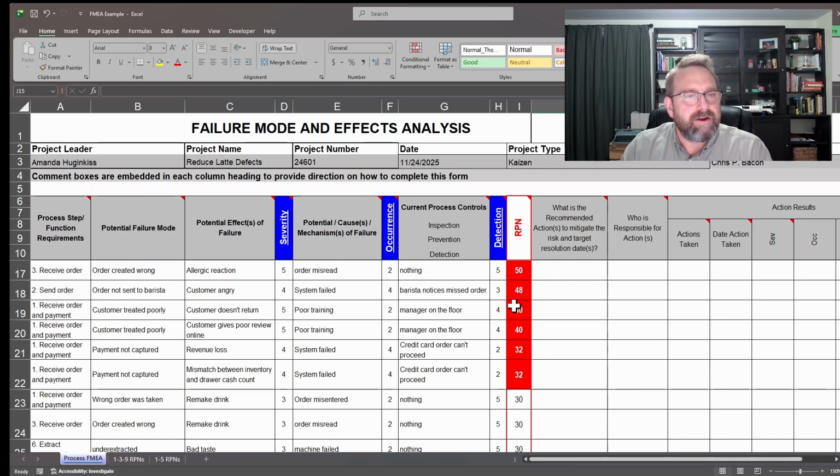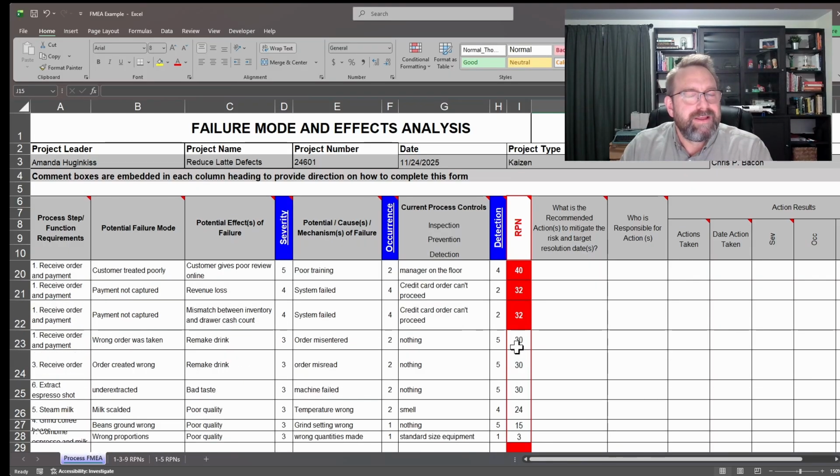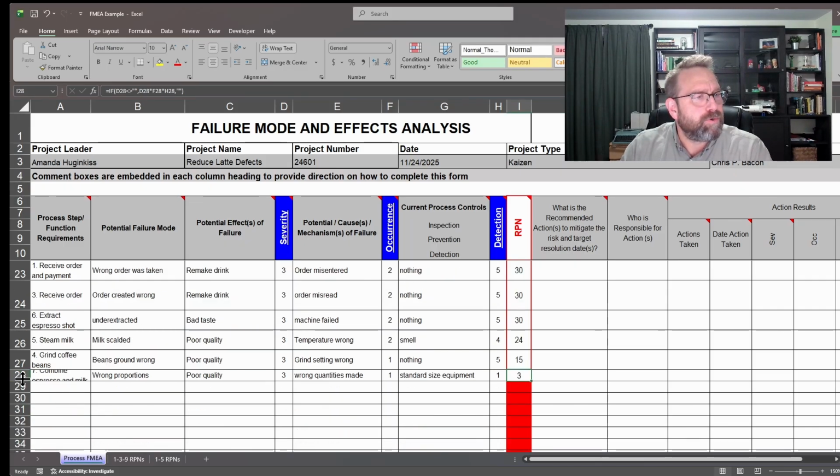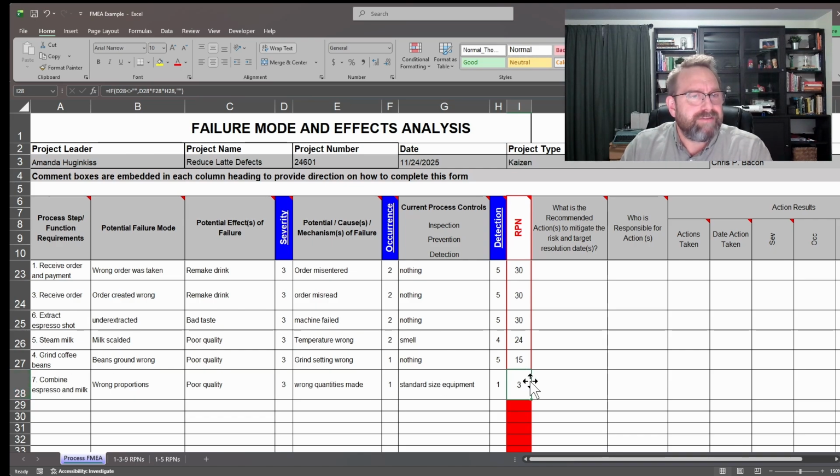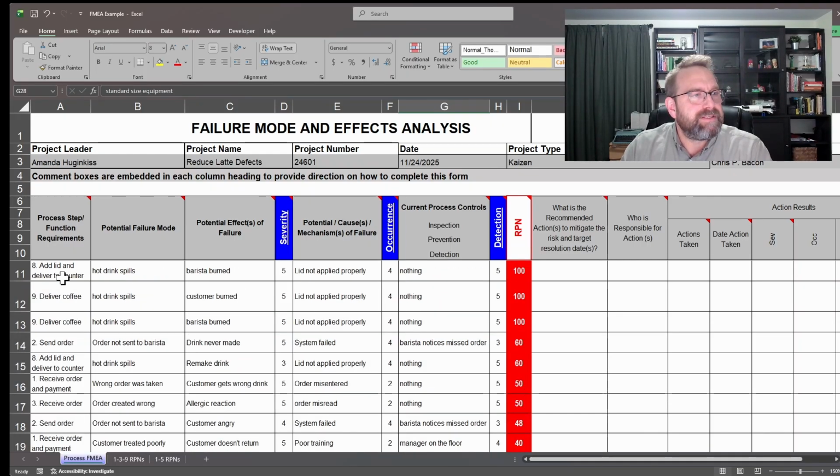My little diagram, this coloring is arbitrary. You don't have to pay attention to it, but it helps sort the high risk from the low. I have one down here that's a grand total of 3. So we have our low things. Again, you wouldn't want to spend any time on this because it's so low. But what popped to the top?